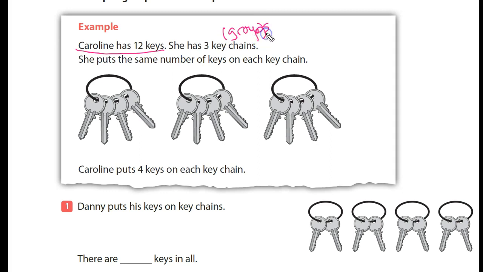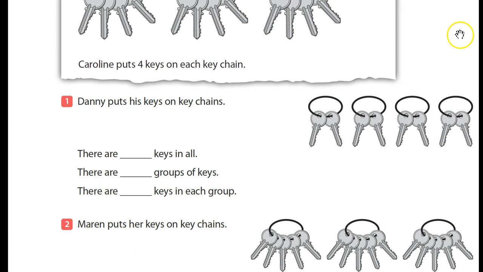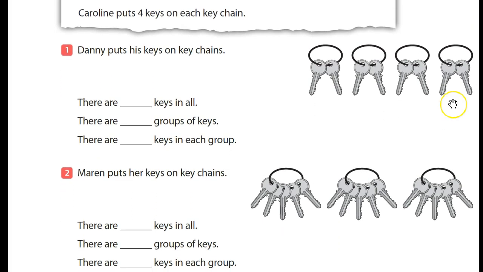In this case, they're not really groups; they're just keychains, right? It says she puts the same number of keys on each keychain. Caroline puts 4 keys on each keychain. So I have 1, 2, 3, 4. So now we can understand the problem. Now we can answer the questions that we have at the bottom. All right, let's go ahead and do that then. So it says Danny puts his keys on keychains.